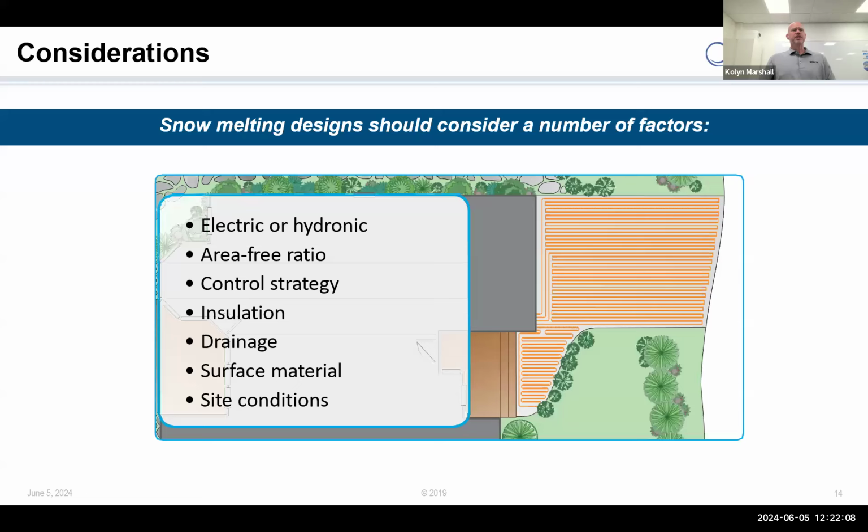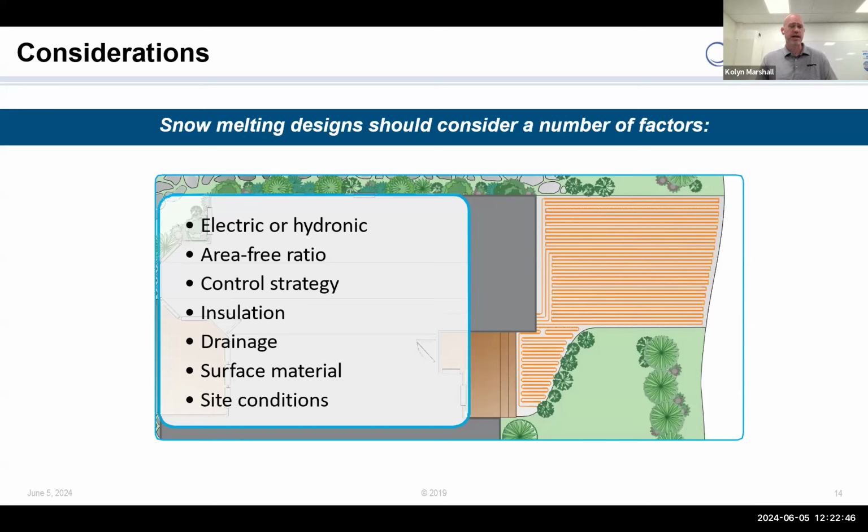Okay, considerations for snowmelt. There are two main types of snowmelt systems that you can use. There are hydronic systems, and there are electric systems. Both are valid and both have pros and cons. Hydronic systems are typically what we think of when we think about snowmelt systems, and the reason is that they're typically larger areas. When we talk about snowmelt systems, we think of parking garages, parking areas, ramps. They're typically larger locations.